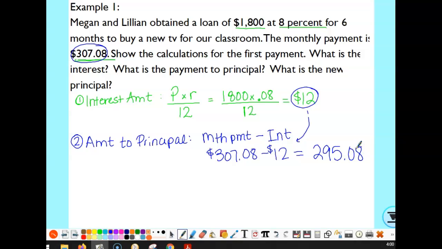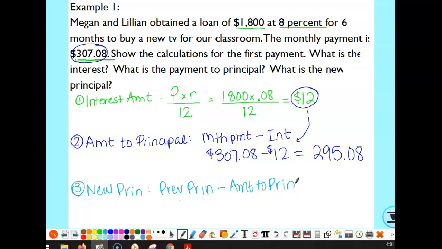And then the last thing we have to do: that $307.08 is not reducing this $1,800 by this whole amount. It's only reducing it by this amount because $12 had to go to interest. So only $295.08 is actually knocking down the balance. So the last thing we have to do is calculate what our new principal is. We're going to take the previous principal and subtract out the amount that went to principal.